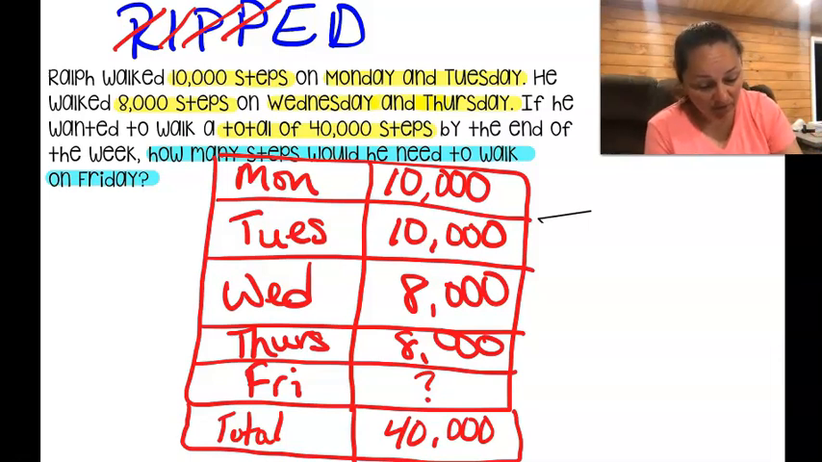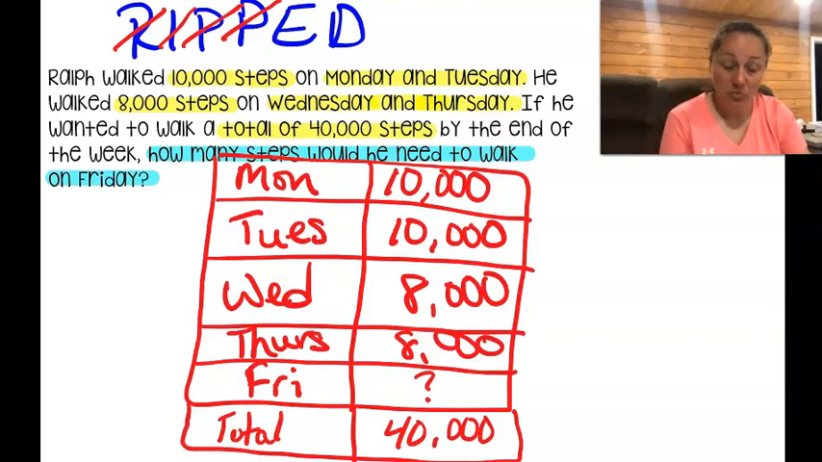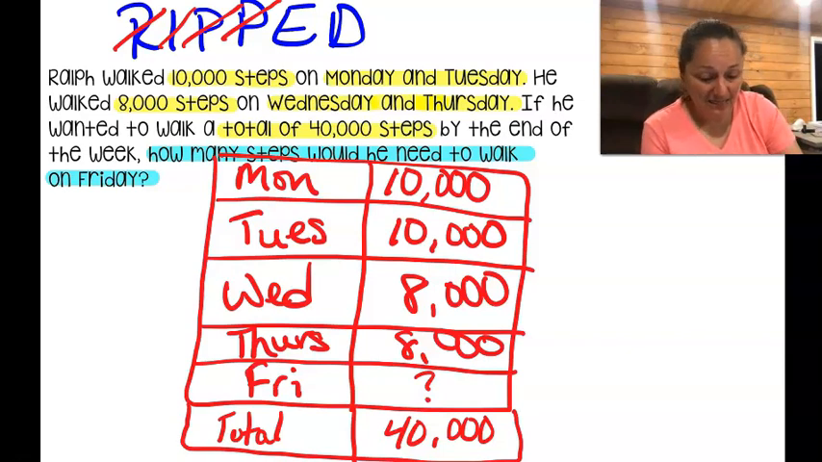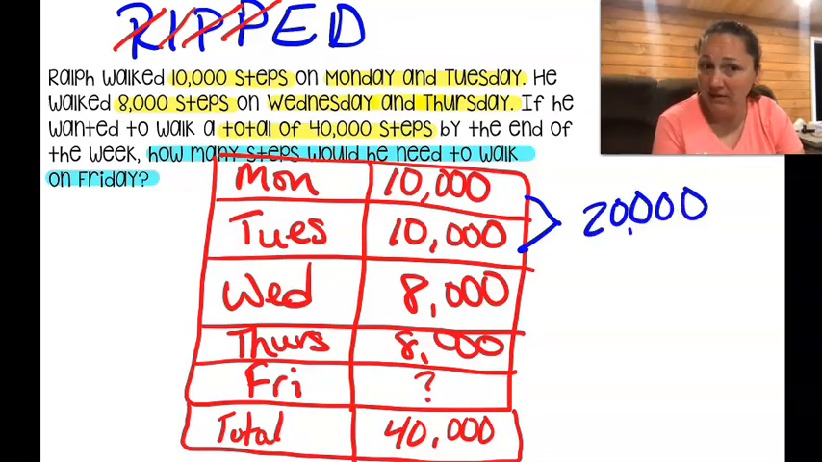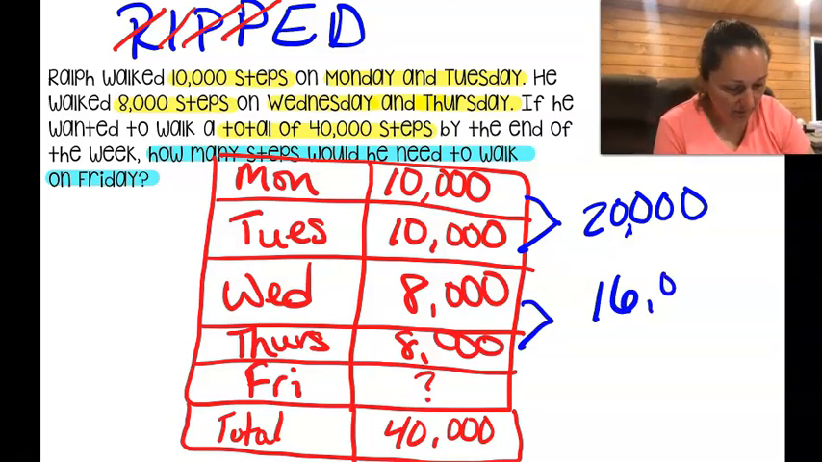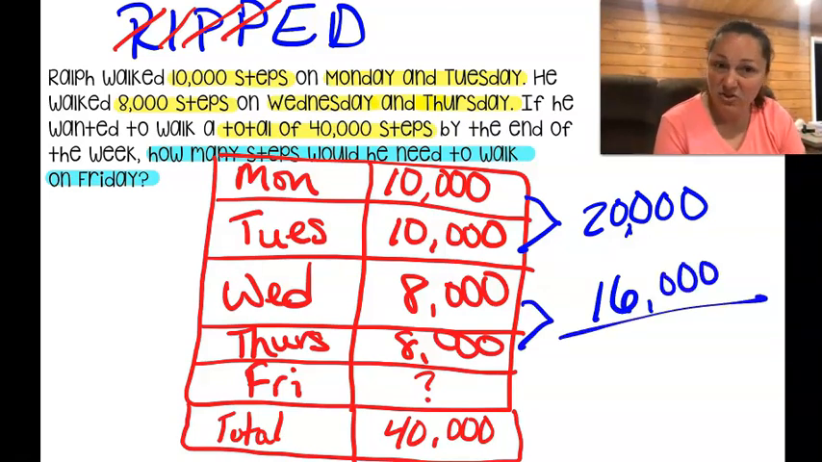We know that Ralph needs to walk 40,000 steps, but let's figure out how much he's walked already. So let's do a little math here. We're going to look at this, and I might say 10,000 and 10,000 is 20,000. It's nice to bundle things together sometimes. It makes it easier to do a little mental math. 8,000 and 8,000, so 8 and 8 is 16. So that's 16.